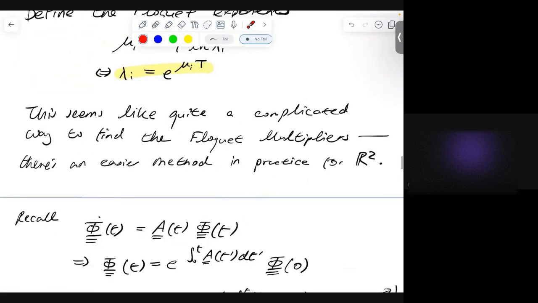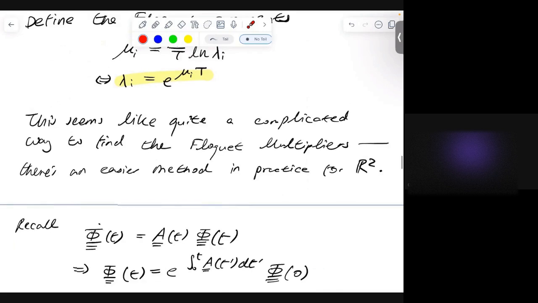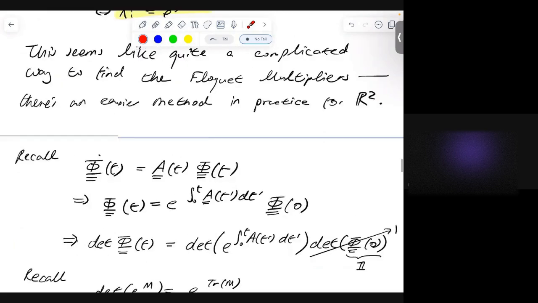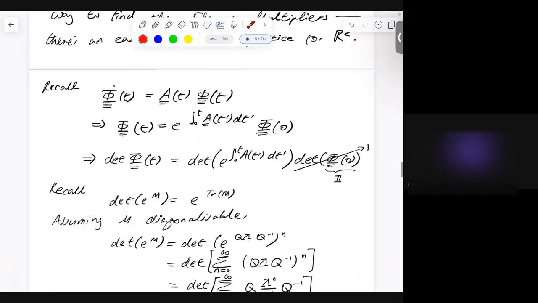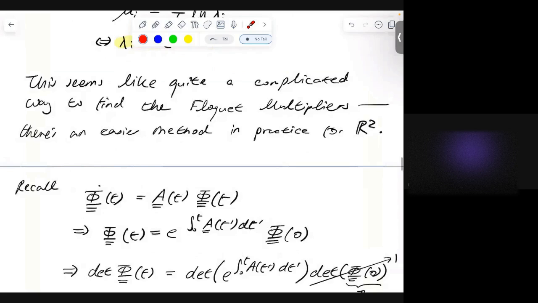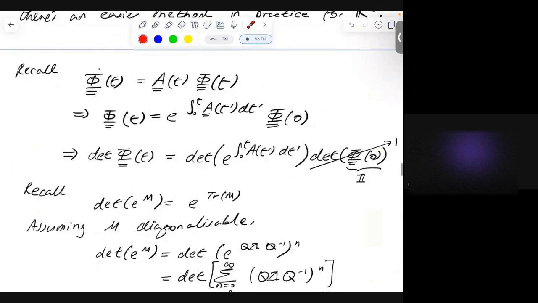So, yeah, as I said, this derivation looks quite messy, and it's just not very well explained without an example. So we're going to look at what it's like in practice. Sorry, we're going to look at an easier method in practice for R2 specifically. You might recall from before we had this equation. Again, this derivation is not that important.